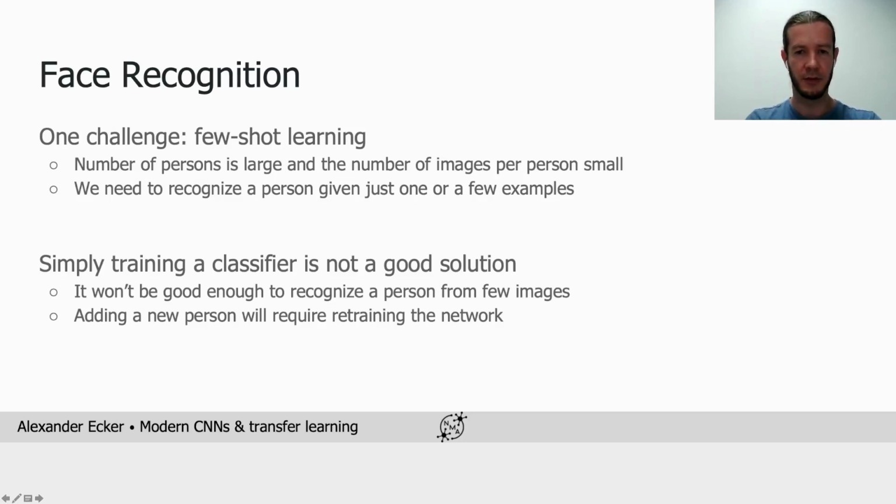The challenge we're commonly facing in face recognition is few-shot learning. The number of people in our database is usually quite large, while the number of images we have per person is small. That means we need to recognize a person given just one or a few example images. In such situations, it turns out that simply training a classifier is not a good solution. First of all, it won't be good enough to recognize a person from just a few images. And second, every time we add a new person to our database, we would have to retrain our classifier.